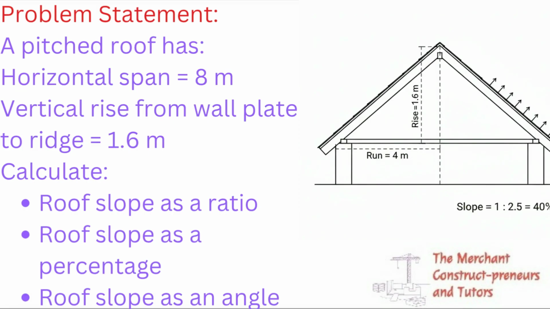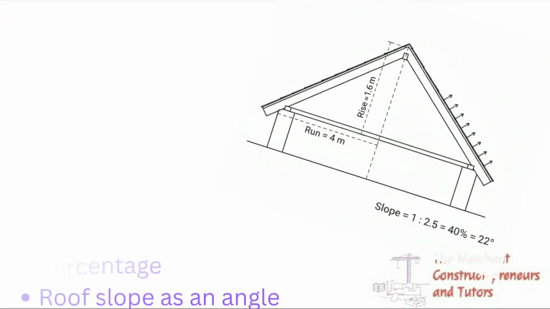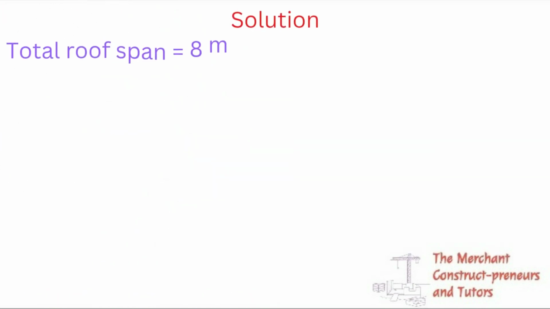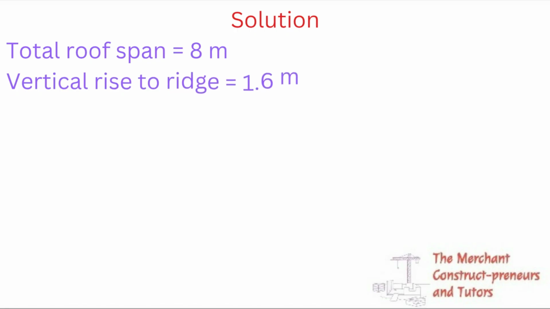So from this image you can see the 8 meters is the total span, but now we are going to take one part of it. So the run will now be 4 meters, while the rise is still the same thing because it's common to both sides. That's 1.6. So we will see how I'm going to break this down, simple and short.